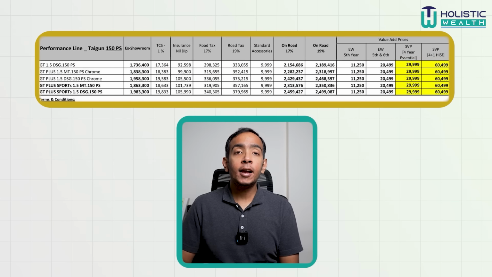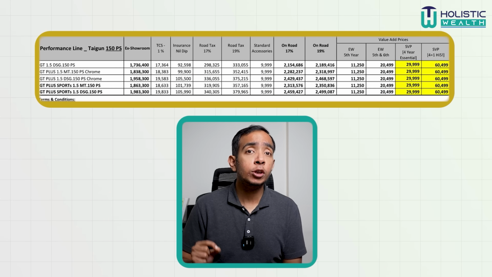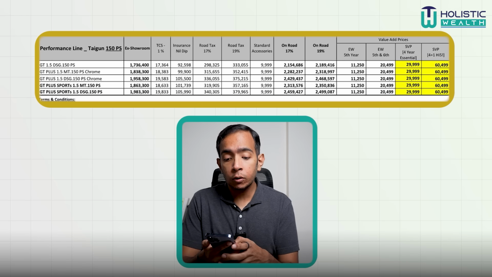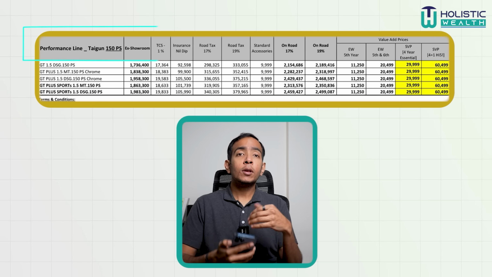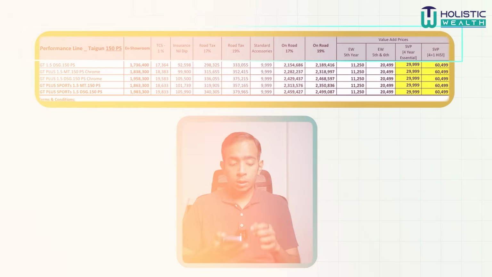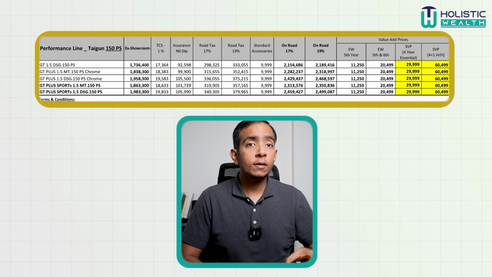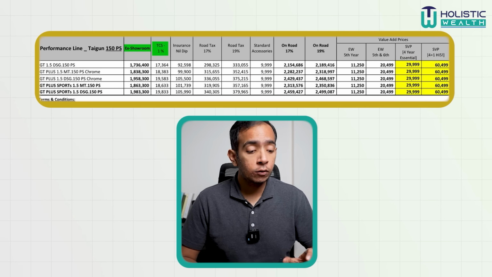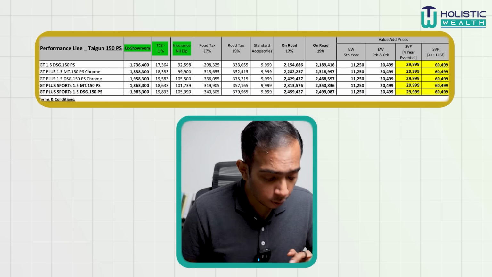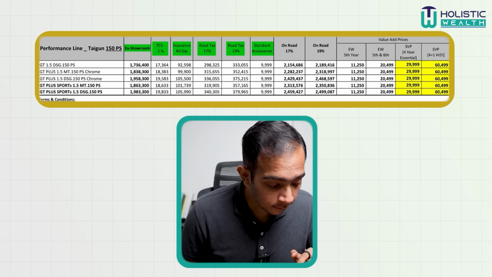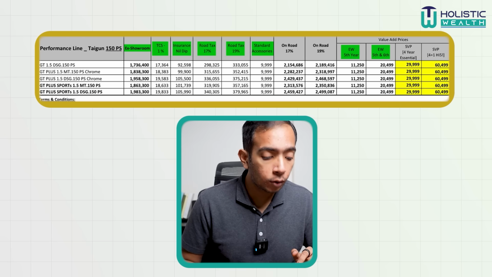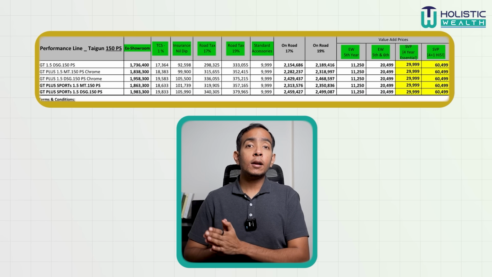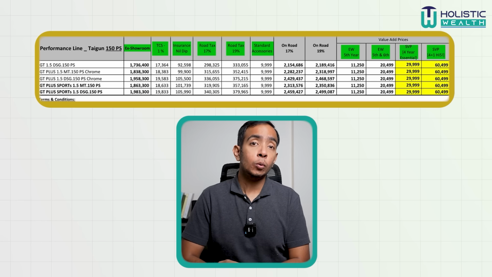So let's get started. I will be sharing the cost sheet on the screen here so that you can understand what a cost sheet looks like. You will see that there are multiple components in the cost sheet. The first component is the ex-showroom price. Then you will see something called TCS, which is tax collection at source. Then you will see insurance, road tax, accessories, and then something called extended warranty and service packages as well. These are the things that are applicable to anybody who is buying a car.